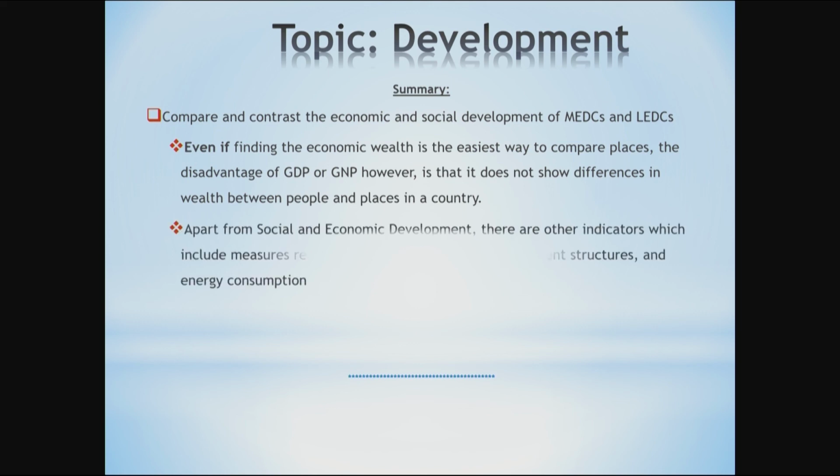So we have come to the end of our lesson. What did we learn today? Today we compared and contrasted the economic and social development of MEDCs and LEDCs. We found out that even though economic wealth is the easiest way to compare places, the disadvantage of GDP and GNP is that it does not show differences in wealth between people and places in a country. We also saw that apart from social and economic development, there are other indicators which include measures related to adult literacy, diet, employment structures, and energy consumption.